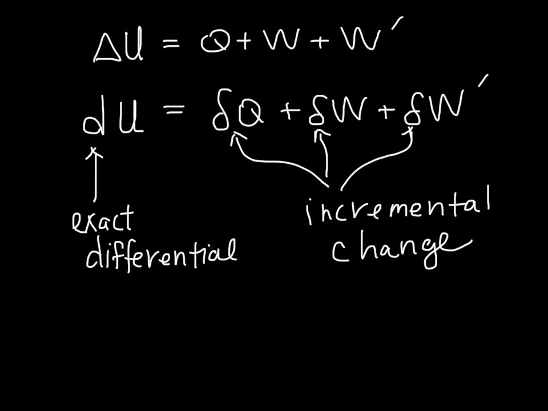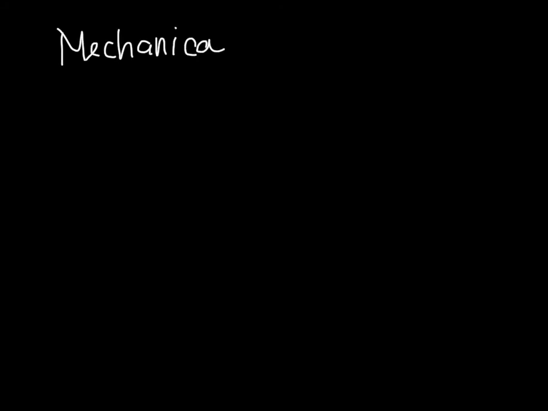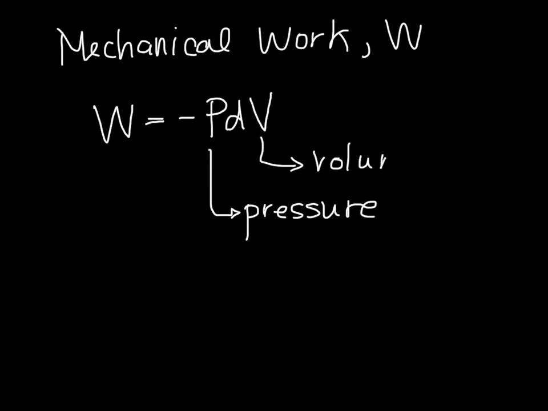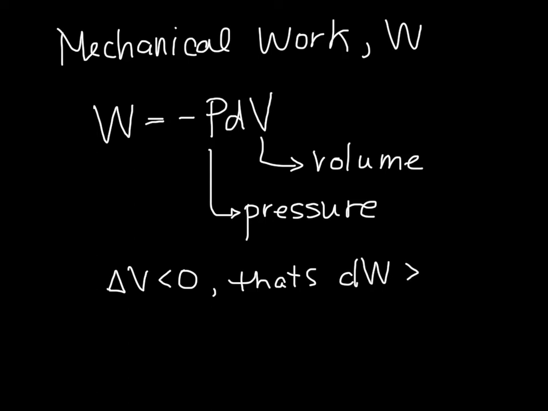So we have some idea of what heat transfer is. Let's just finish up here by looking at what is work, this W term. So mechanical work is related to changes in the pressure and volume, and because we defined it as being the work done on the system, we actually have a negative sign here in our definition. So W is the work, P is the pressure, and V is the volume. So it's related to the pressure and the change in the volume. And we put the negative sign here so that if delta V is less than 0, which means that the system got compressed, that makes dW greater than 0. So work is done on the system. That's how that definition works.